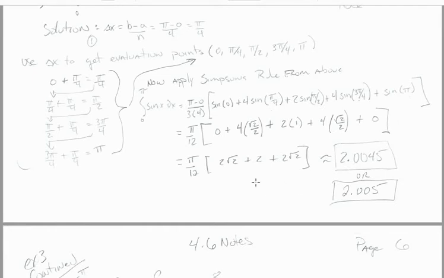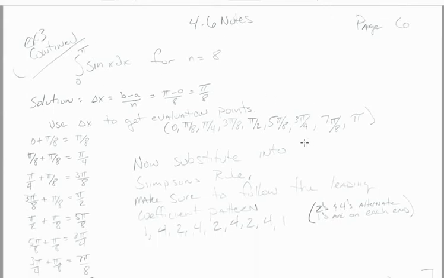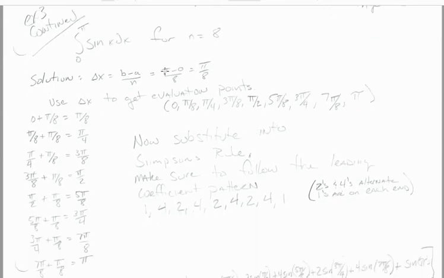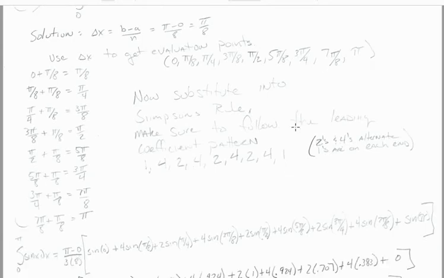Let's do the same thing for n equals 8. Now, you'll get to see the coefficients changing a lot better in this scenario. So we're going to still integrate from 0 to pi of sine of x dx. Now we're going to use n equals 8. So this is the same as the second part of the first example, b minus a over n, so we're going pi over 8. Over here on the left is how I showed how to get all those evaluation points. We walked through that step by step in the first problem.